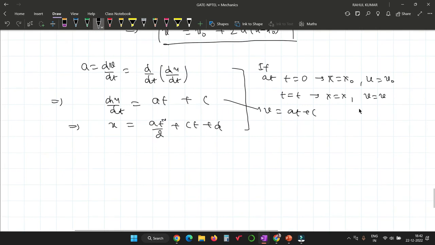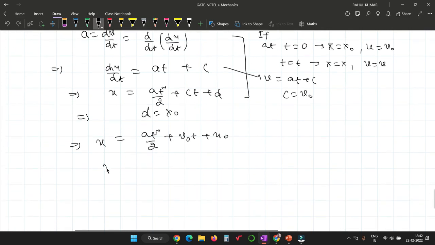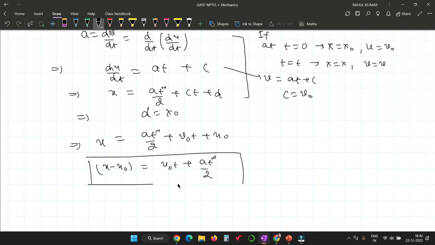So at t equal to 0, v equal to v naught, so c equal to v naught. And when you put t equal to 0 here also, you will get d equal to x naught. So now from this equation you can write x equal to at square by 2 plus v naught t plus d, with d equal to x naught. So the general equation is x minus x naught equal to v naught t plus at square by 2. So this is the third equation.